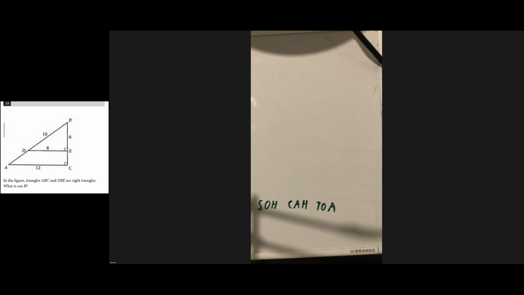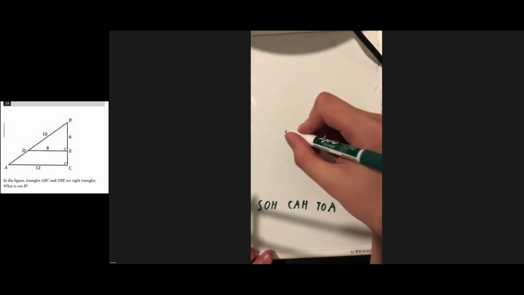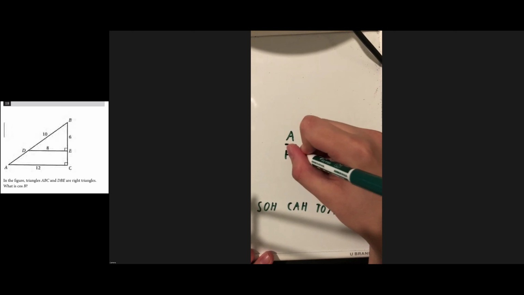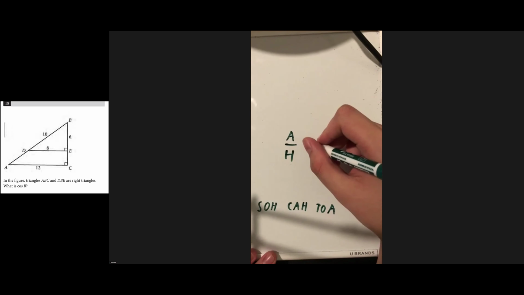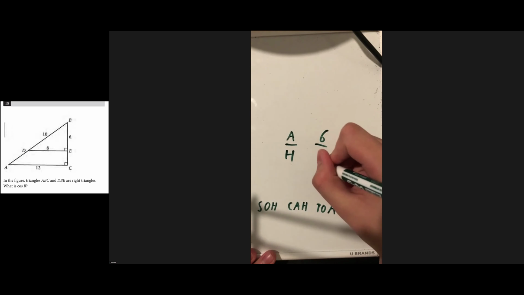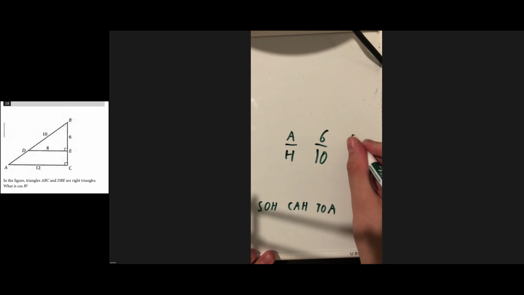Okay, so for this one, we're given two triangles and we're asked what is cosine B. And so according to SOHCAHTOA, cosine is adjacent over hypotenuse. And so adjacent to B is 6, and the hypotenuse to B is 10. So you have 6 over 10, which simplifies into 3 over 5. And that is the correct answer.